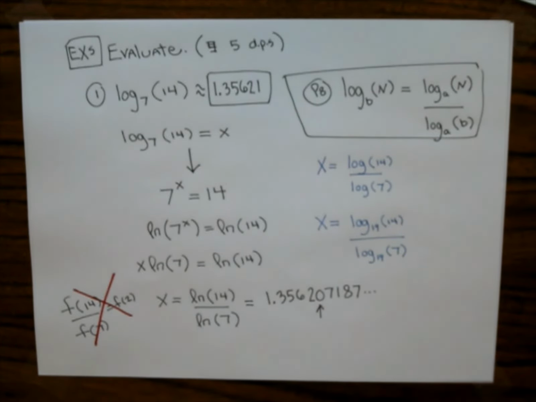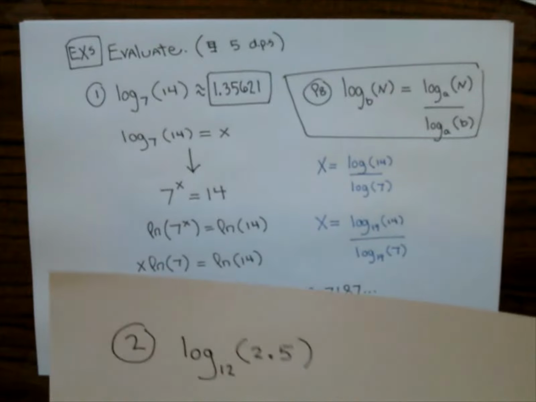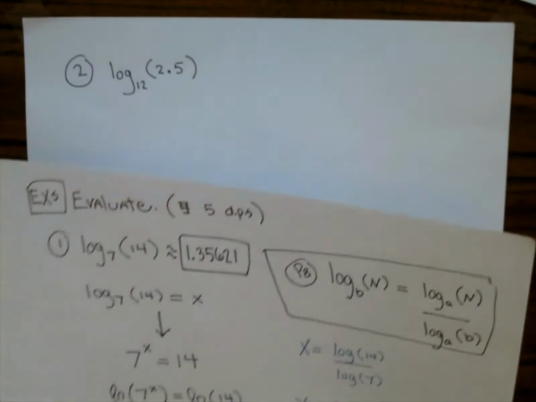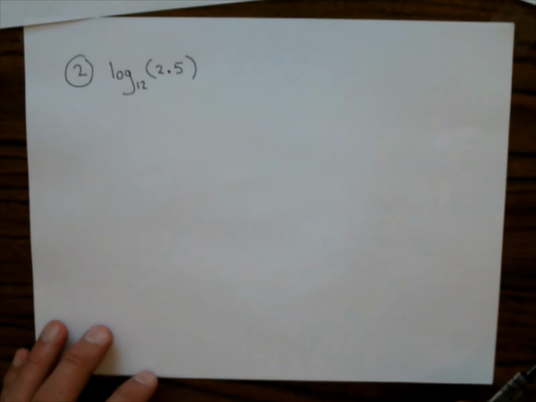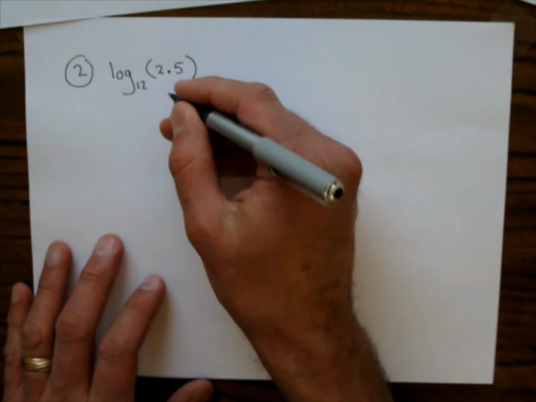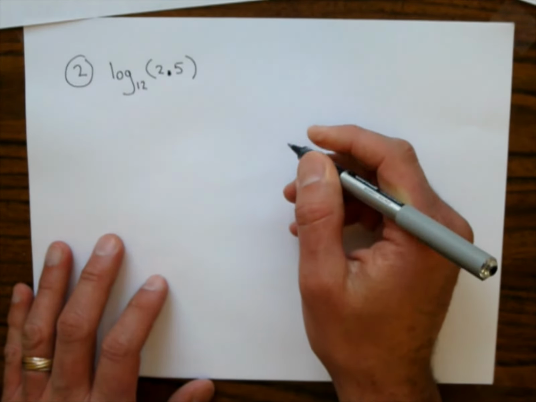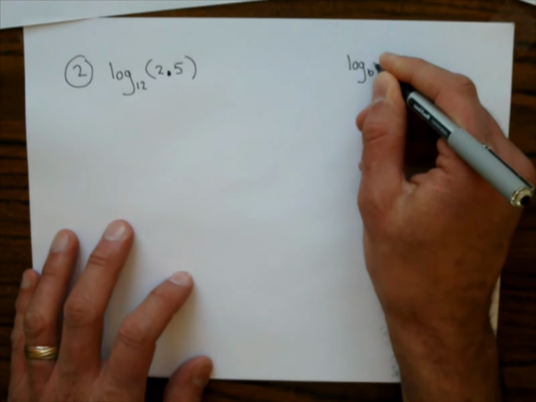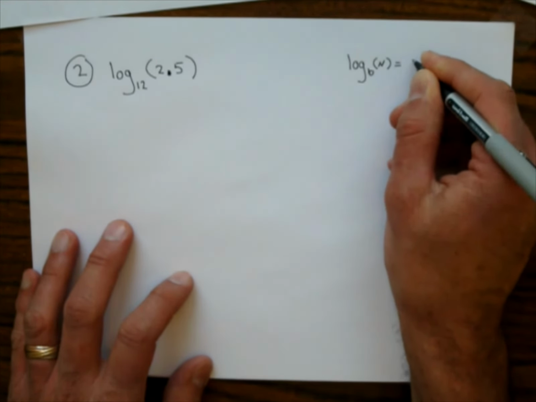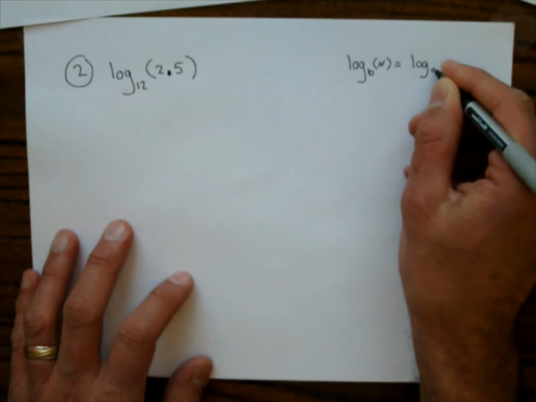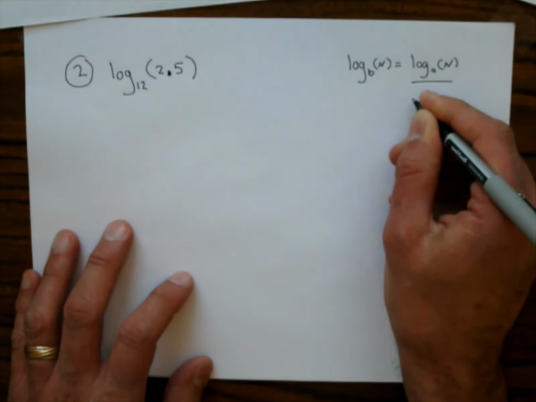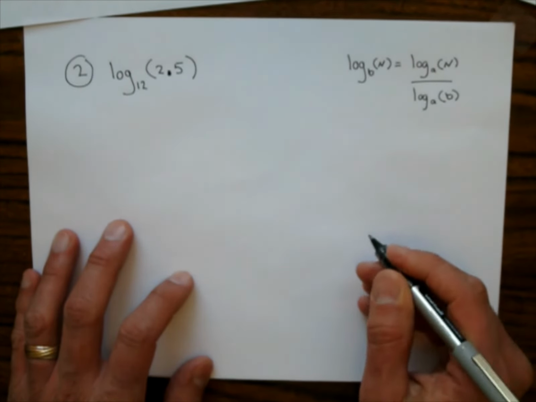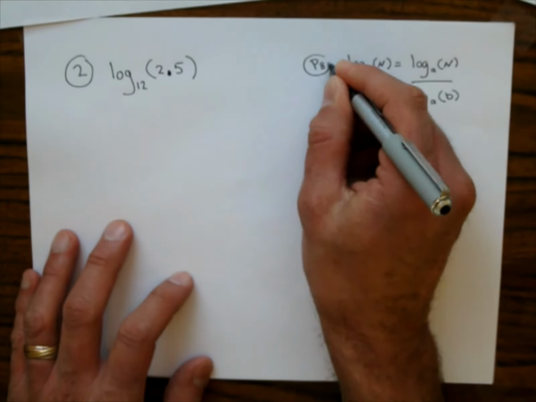where we are evaluating a logarithm. So here's log base 12 of 2.5. Is that 2.5? It looks like 2 times 5. It's 2.5, okay? And let me go ahead and reproduce this property 8 here. Log base A of n all over log base A of B. Okay, so this is property 8.